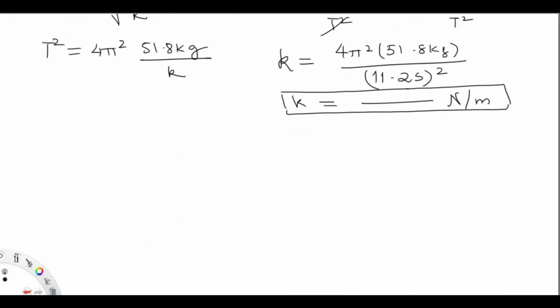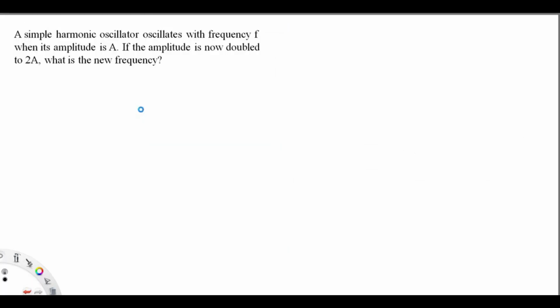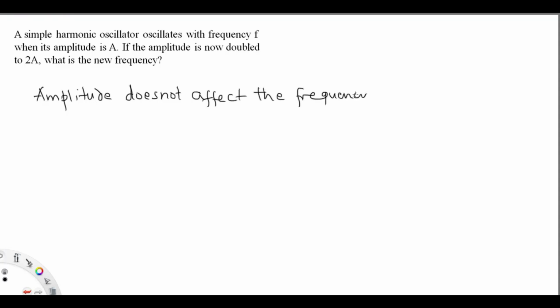Now let's look at another problem. So a simple harmonic motion oscillates with frequency f when its amplitude is A. If the amplitude is now doubled to 2A, what is the new frequency? This is a conceptual question. Amplitude does not affect the frequency. So that means even if you double the amplitude, the frequency will still be f. Okay.